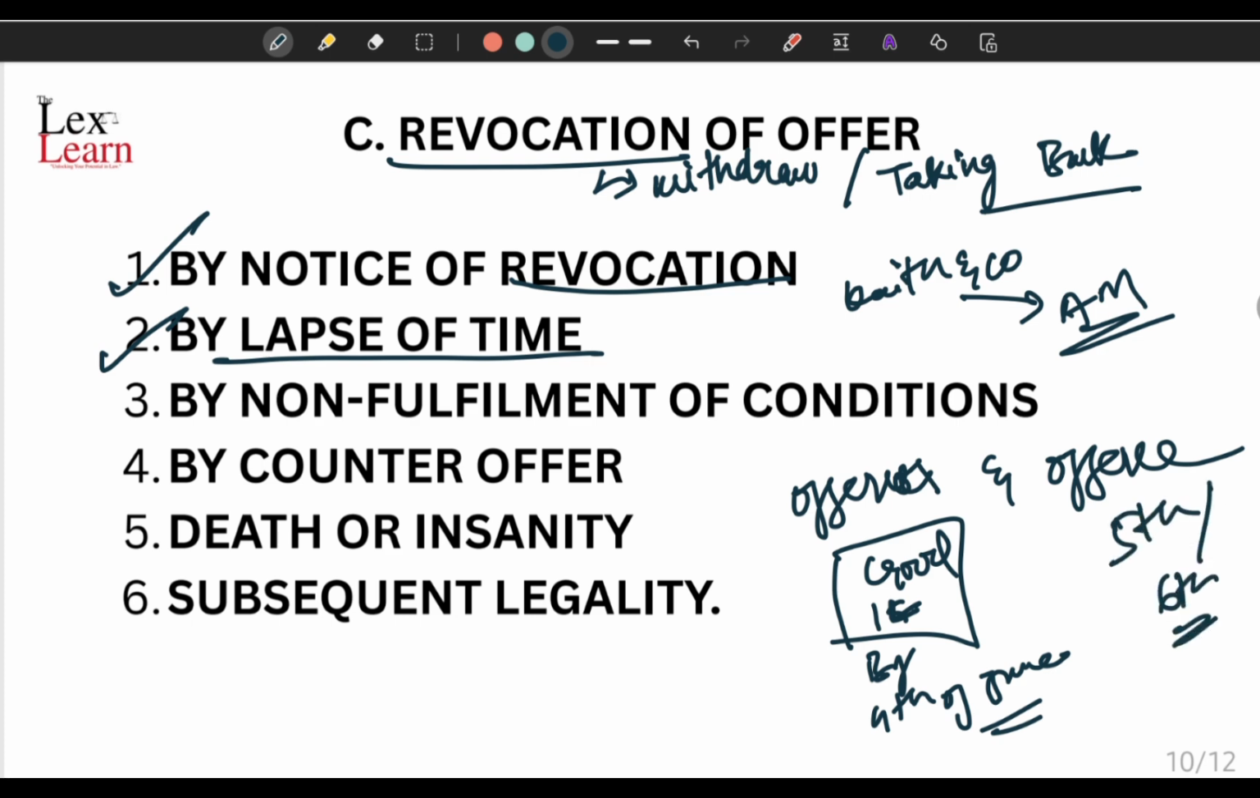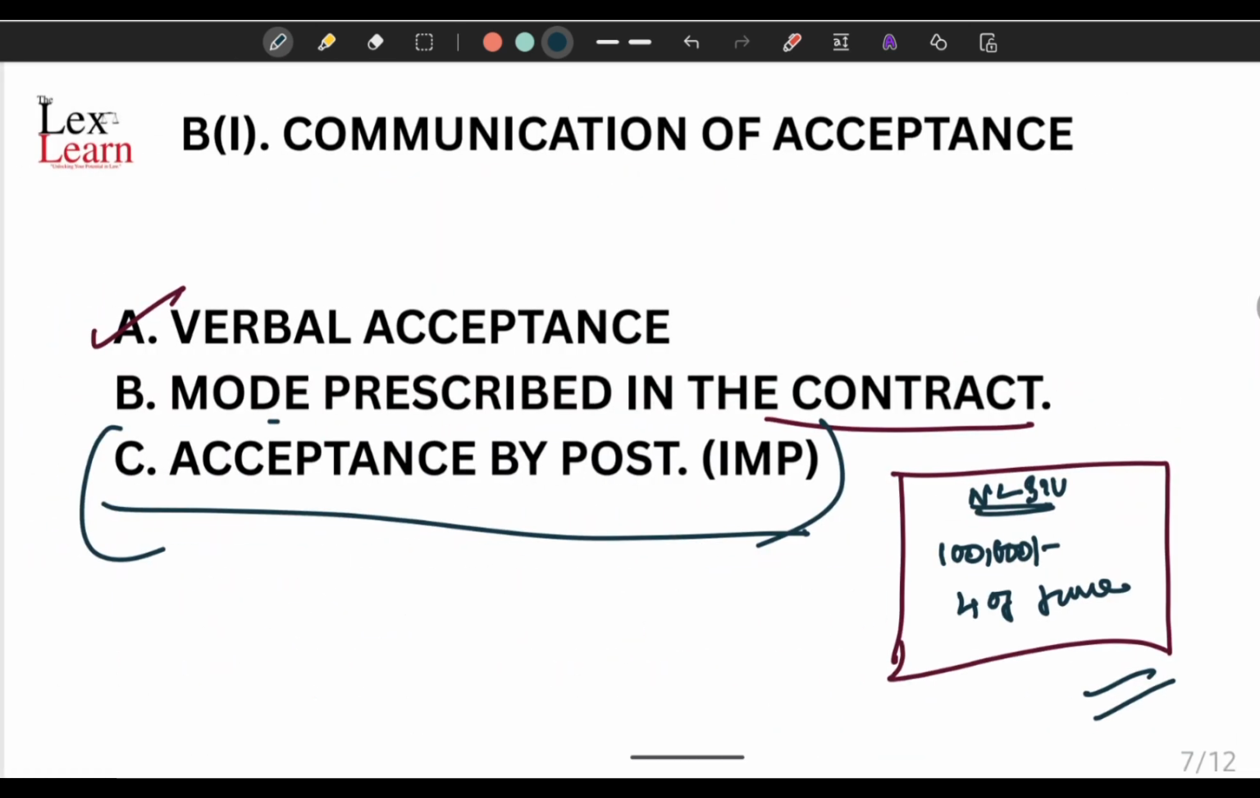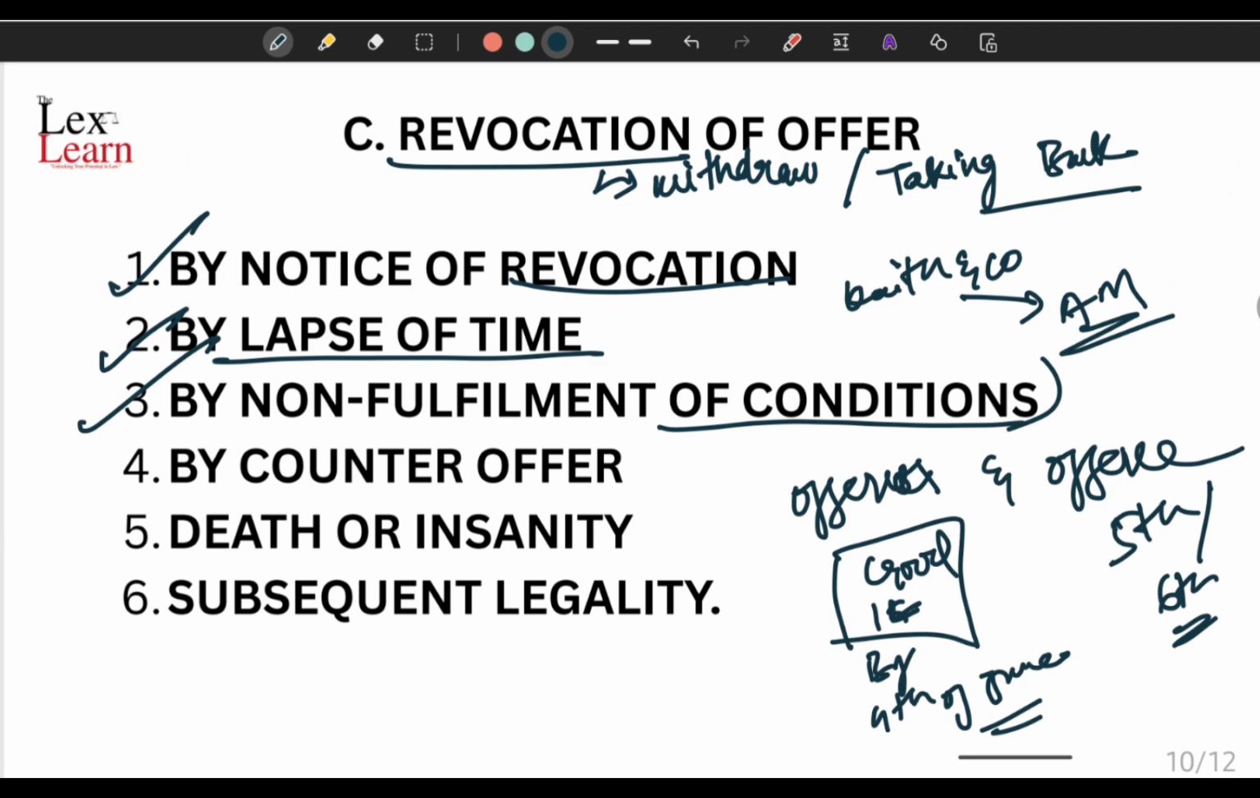Hence, due to the lapse of time, due to the passage of time, the offer automatically stands revoked. And third one, by the non-fulfillment of conditions, as we have seen here, as the mode prescribed in contract. So if the offeree has not accepted the offer through the conditions written in the contract, or by the non-fulfillment of conditions in the contract, the offer stands revoked.